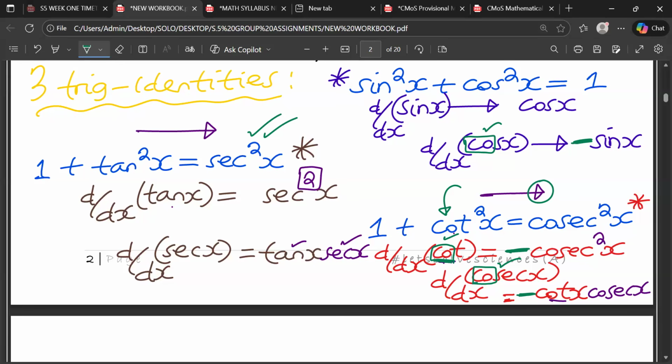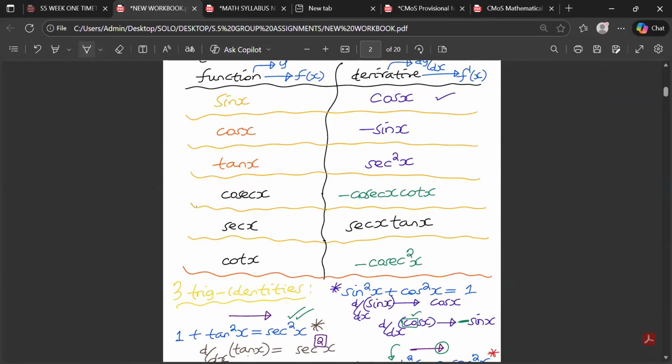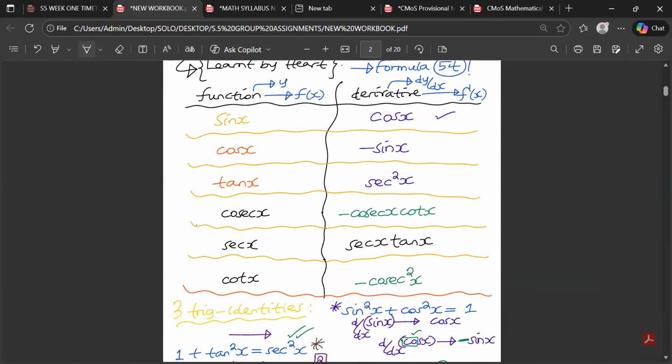Then lastly, I said all those trig functions that begin with CO: cos, cot, cosec, they should have a negative before. If that fails, then you go to your table and learn by heart. If you can't learn by heart, always carry a logbook to the examination room. That is the last resort. But I want you to have them in mind. Numbers will flow very well if you have these things in mind.